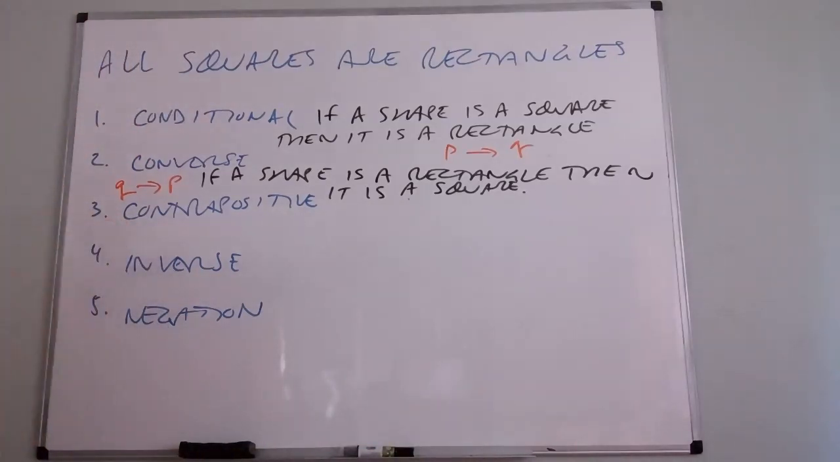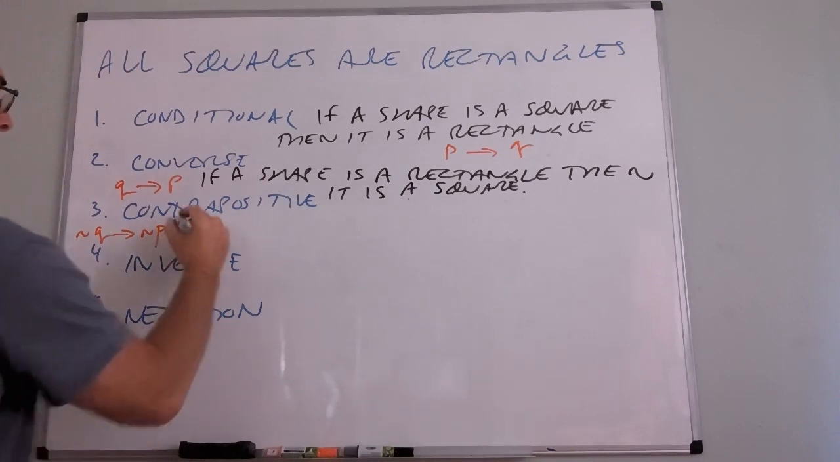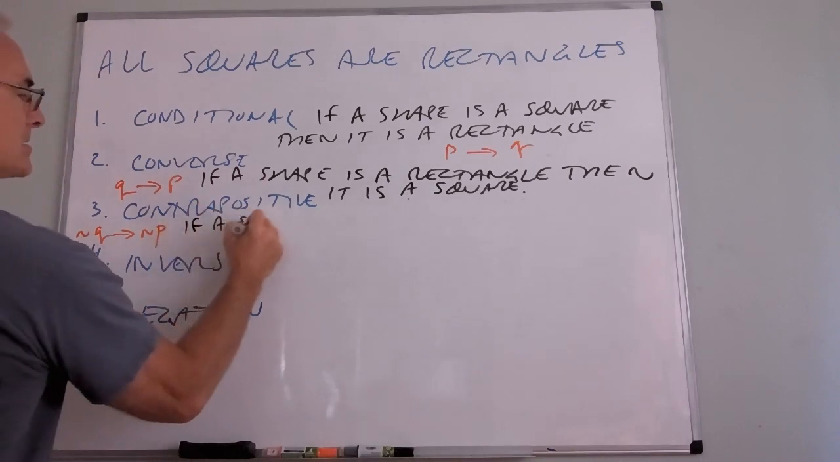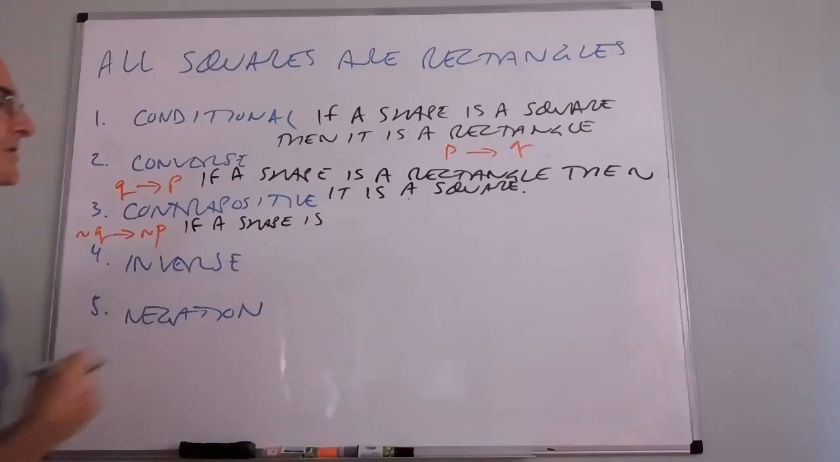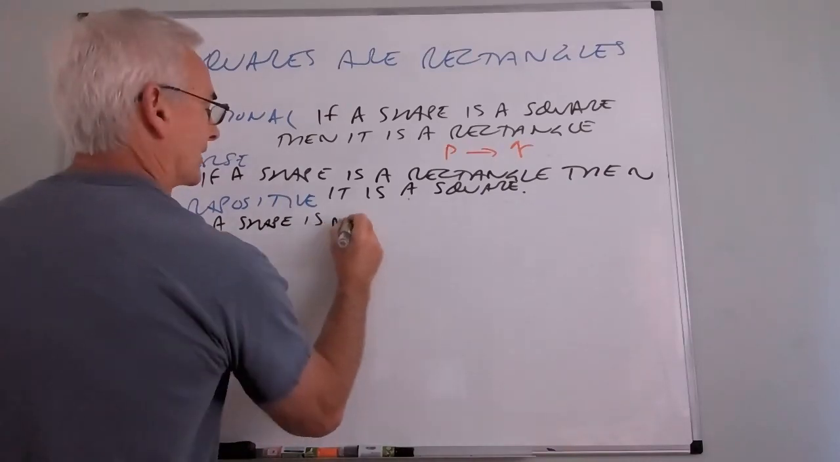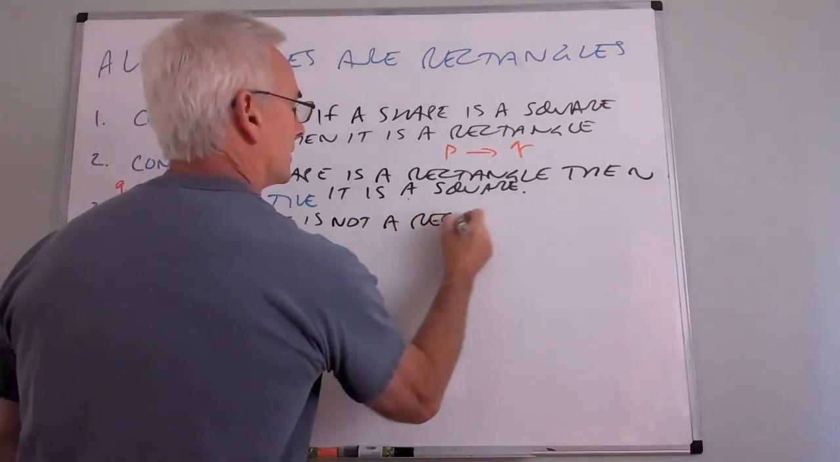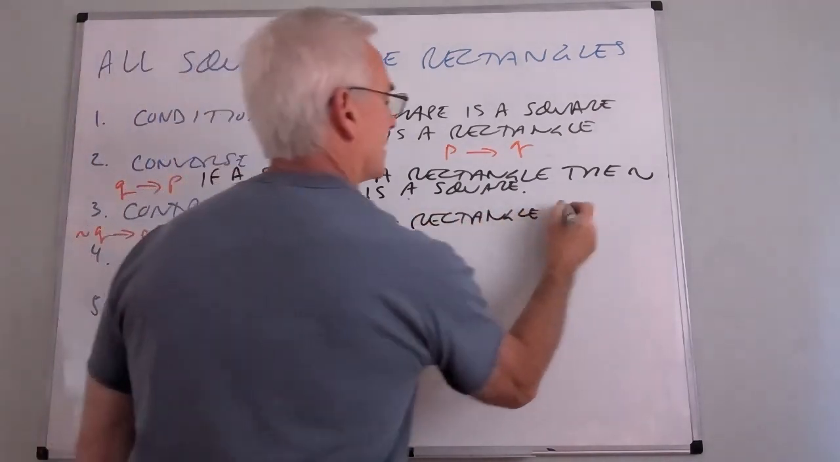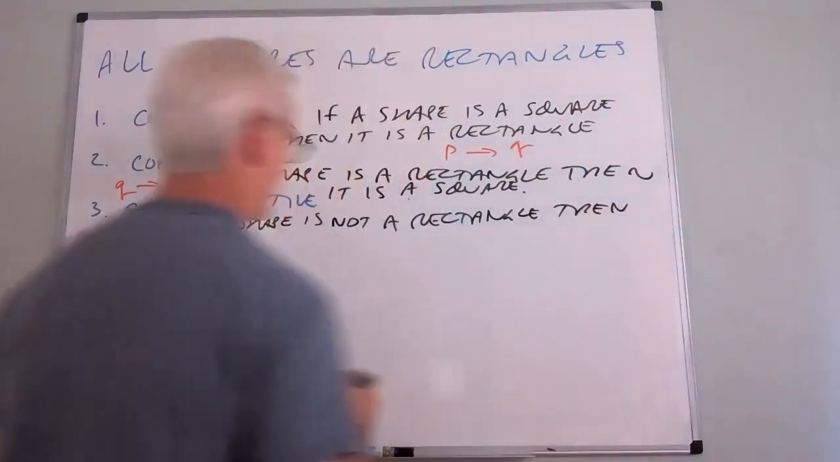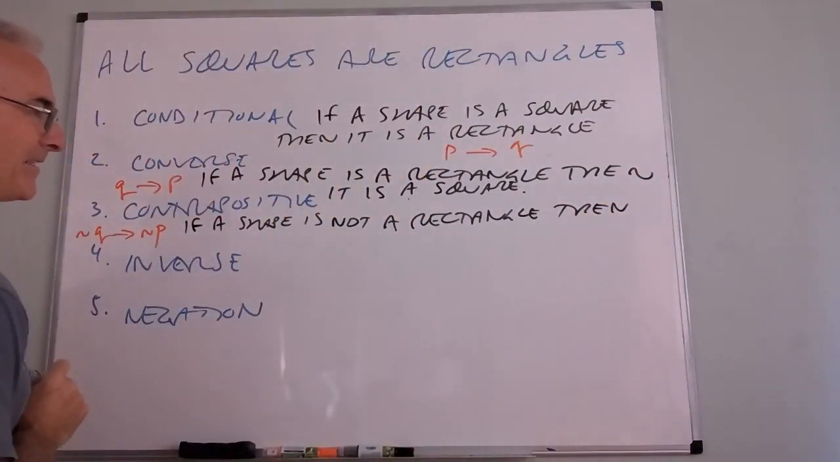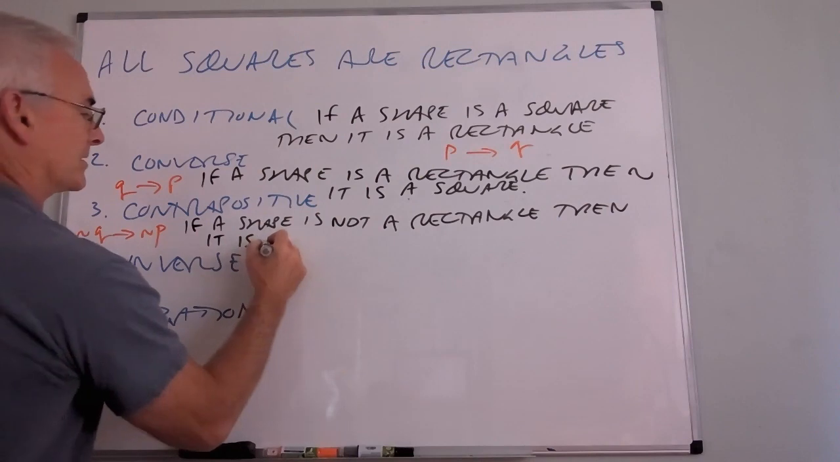Now, notation wise, what's the contrapositive? Think P, Q. Not Q implies not P. So let's state that one. If a shape is not a rectangle, then it is not a square.